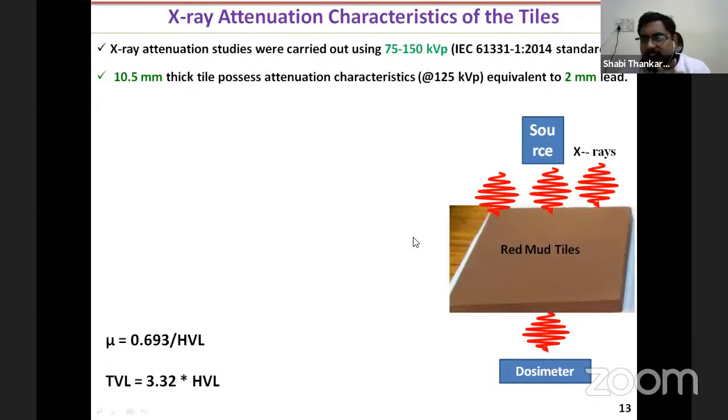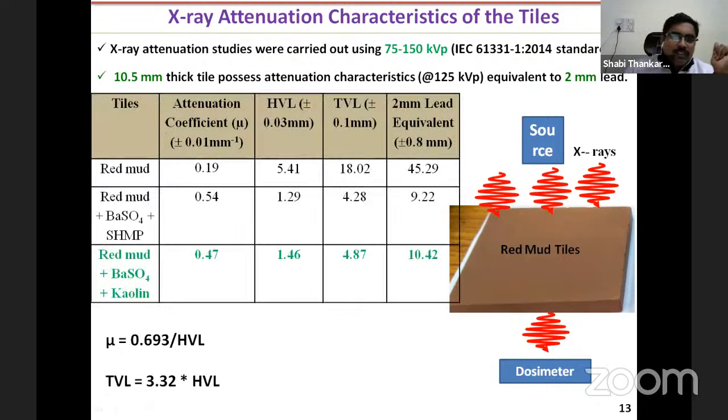Then we did X-ray attenuation studies of those tiles. Normally in hospitals, like CT scan and X-ray diagnosis, they use a maximum of 100 to 125 kVp X-ray. But we did the study from 75 to 150 kVp, and we calculated the half value layer. It means how much thickness we require to reduce the incoming X-rays by half. Tenth value layer means attenuating by 90%. So we did this for our tiles.